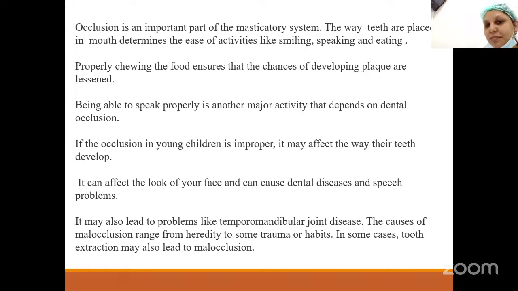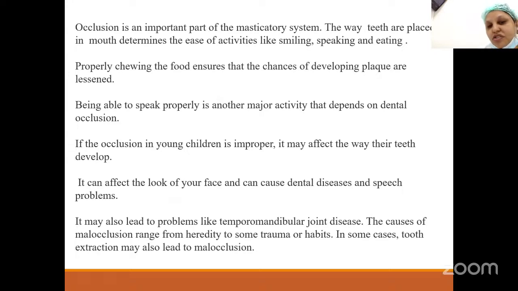occlusion is an important part of the masticatory system. Where the teeth are placed in the mouth determines the ease of activities like smiling, speaking, and eating. Proper chewing of food ensures that the chances of developing plaque are lessened. Being able to speak properly is another major activity which usually depends on our dental occlusion.